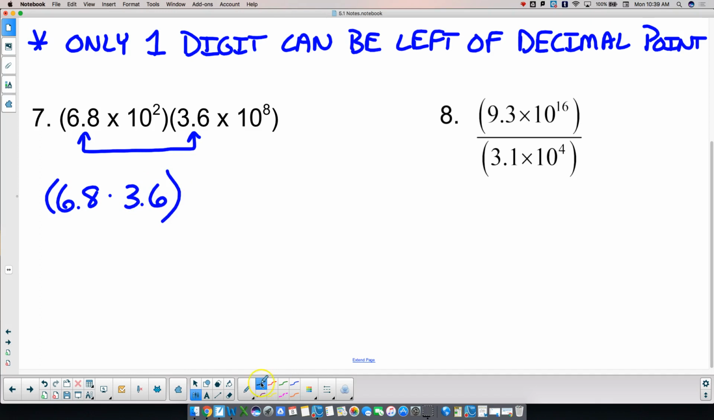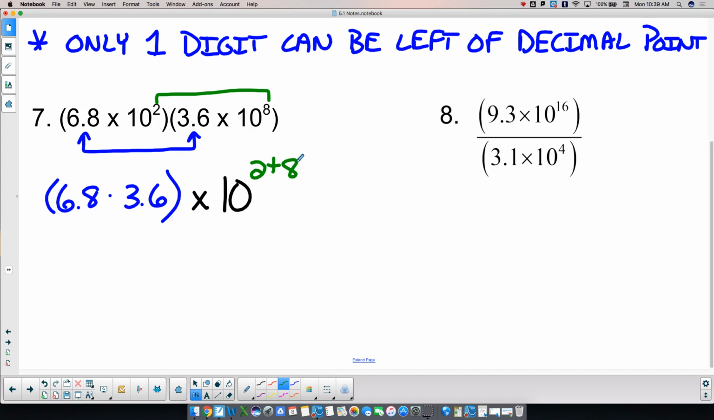Then, with the times 10 to the whatever, we add those exponents. Or if we are dividing, we subtract those exponents. Top minus bottom.